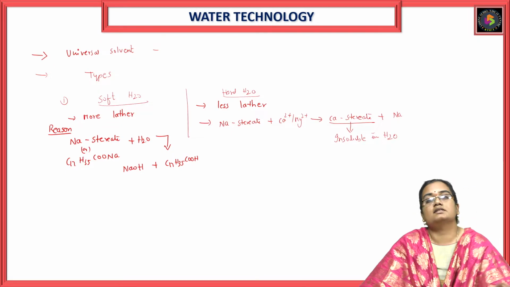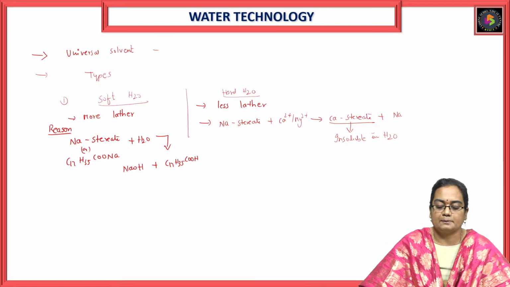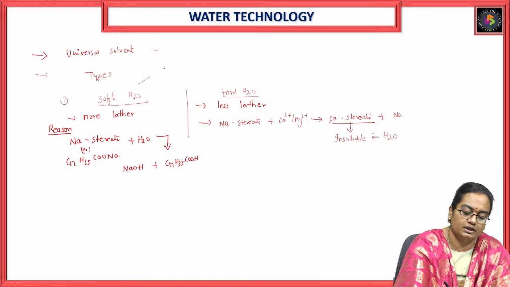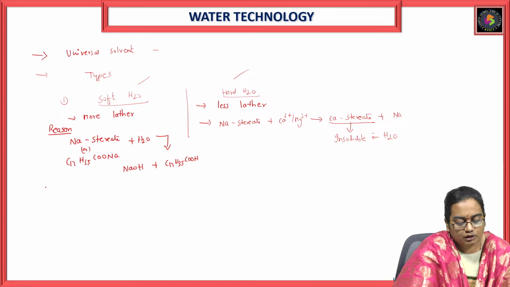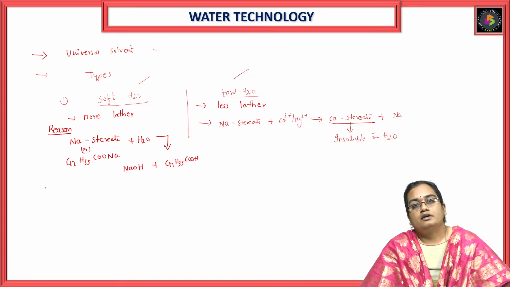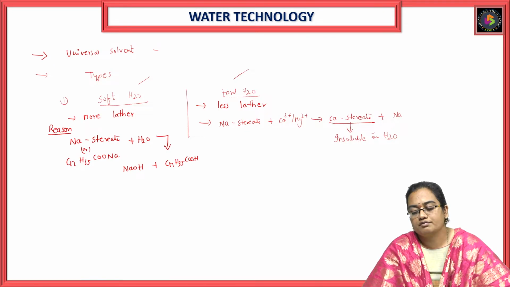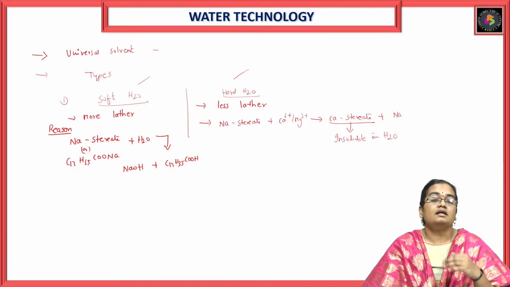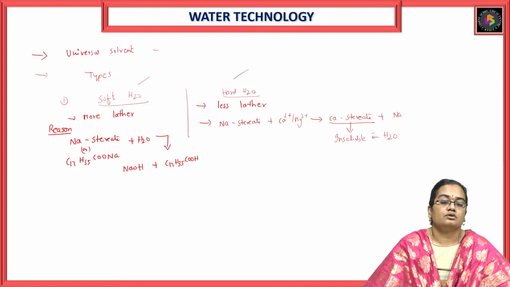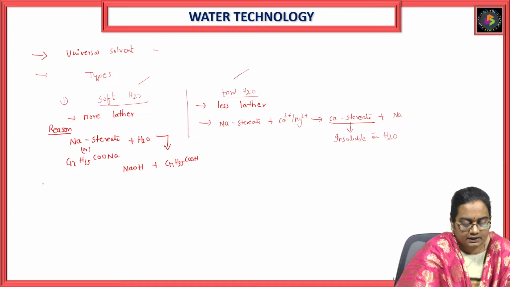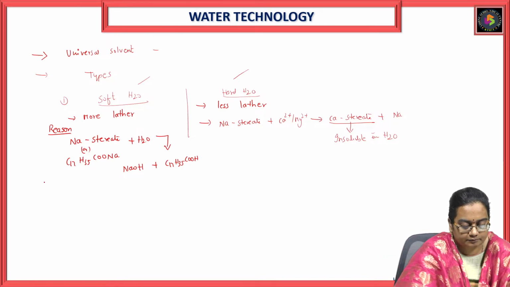So based on this criteria, there are two types of water: soft water and hard water. Next, why does hard water give less lather? Just now we discussed that: due to the formation of calcium stearates and magnesium stearates. Why does that water contain calcium and magnesium ions? That we are going to discuss now. That topic is hardness of water.